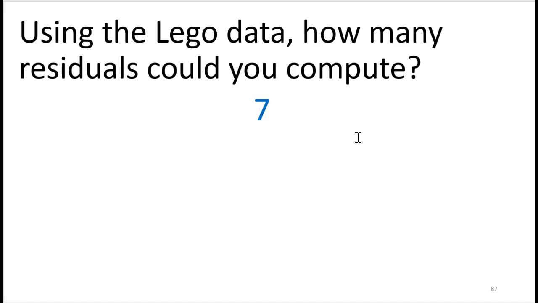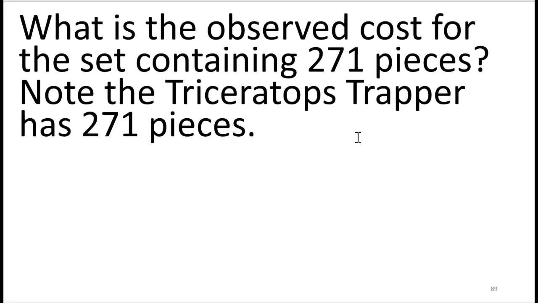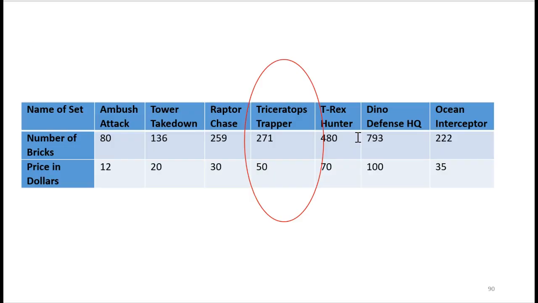What is the predicted cost for a set containing 271 pieces? Well, we can use our regression line and substitute in the value x to find that the predicted price for a set containing 271 pieces is $38.13. What is the observed cost for a set containing 271 pieces? Notice that Triceratops Trapper has 271 pieces. So looking at our data set, we can see that the observed price is $50.